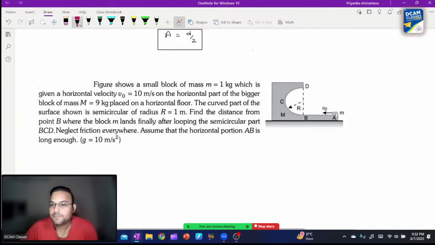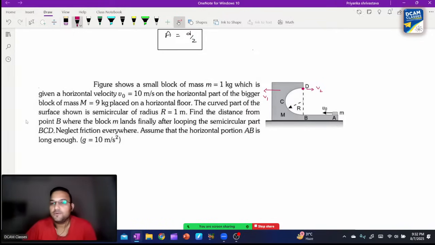The situation is this: a small mass m is present on the capital mass M, and both are movable. The small mass moves like this, comes here, goes along the circular path and reaches here. When it reaches here it will have some velocity, we do not know. At the same time, capital M will also have some velocity because they both are movable.